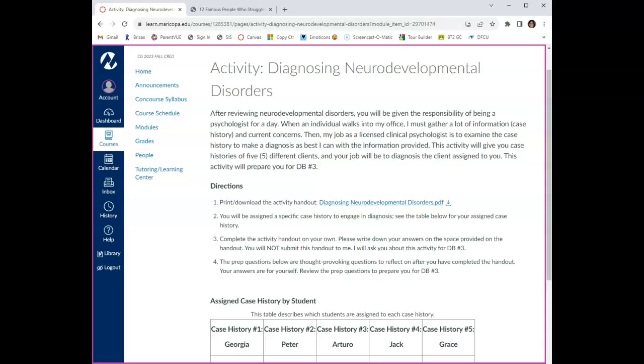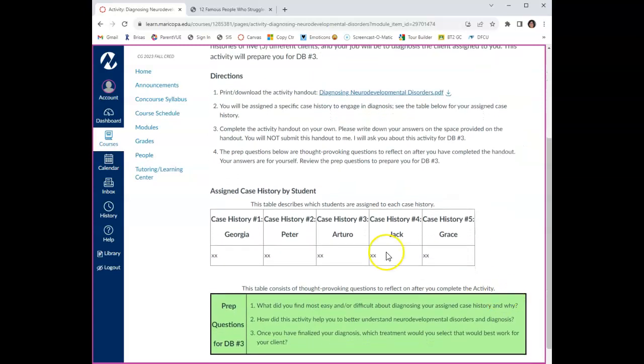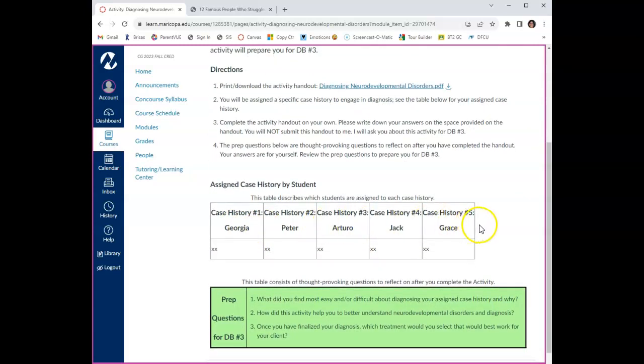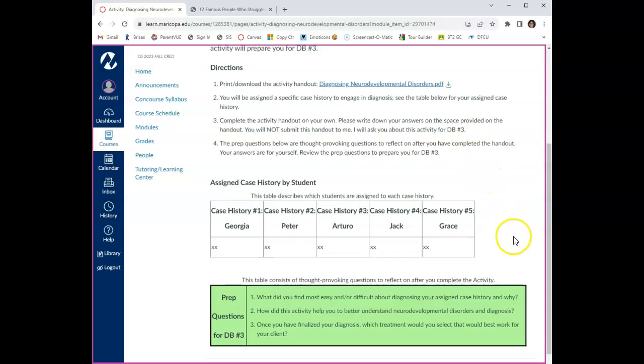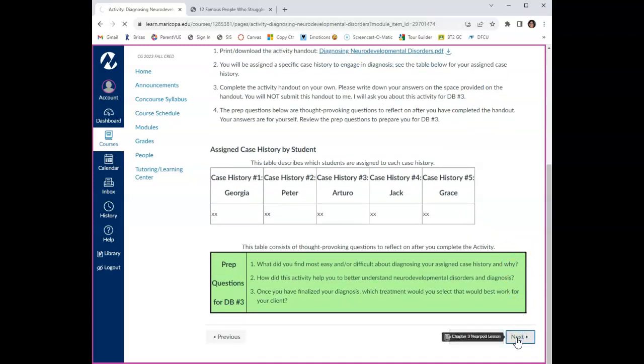For this activity, you'll be given the case histories of 5 different clients, and your job will be to diagnose the client assigned to you. Please see the table here below for your assigned client. You will complete this handout on your own by writing the answers in the space provided on the handout. This activity will prepare you for discussion board number 3. Additionally, there will be 2 questions in application paper number 3 regarding your client. So let's go to the assignments this week.